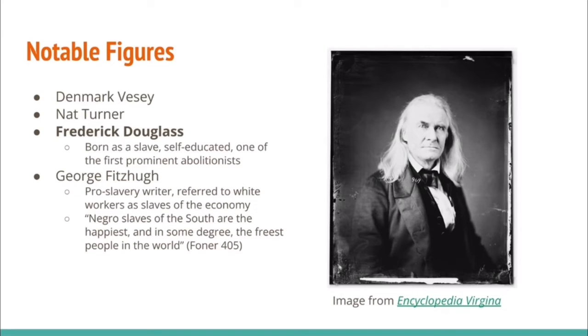A couple notable figures. We already talked about Vesey and Turner. Now we have Frederick Douglass. He was raised as a slave and had a slave childhood. He was then self-educated, even though this was illegal at the time, and he became one of the first prominent abolitionists. George Fitzhugh, on the other hand, was a pro-slavery writer, and he referred to white workers as slaves of the economy. So if you see anything by George Fitzhugh, it is probably pro-slavery.